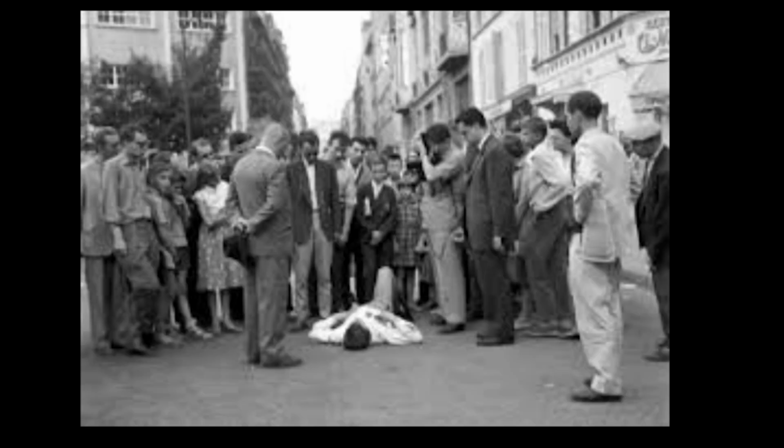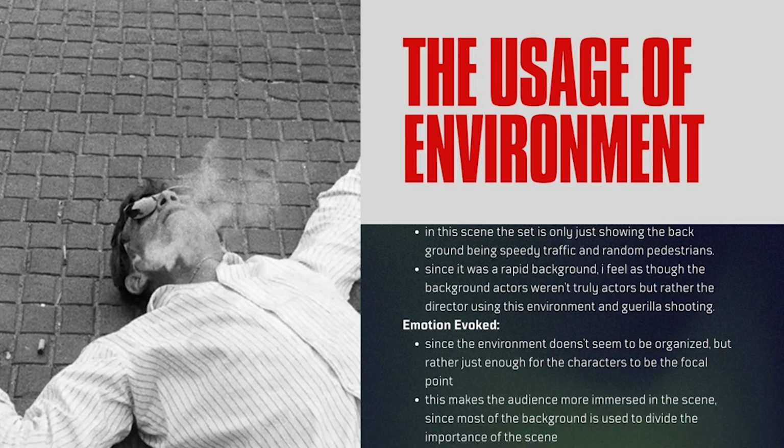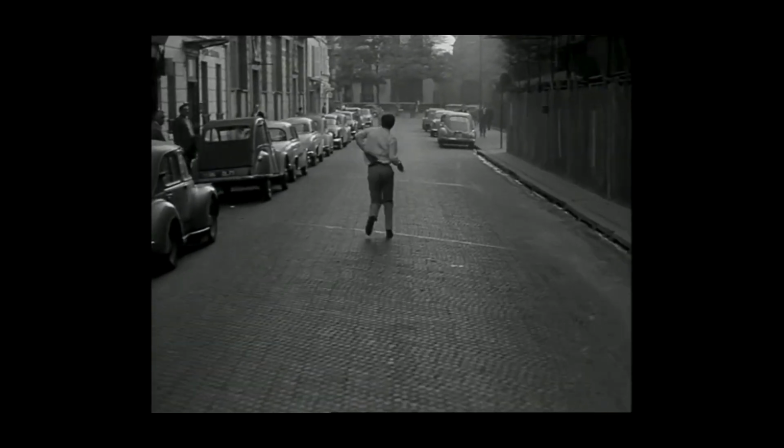And so for the usage of the environment in the scene, the set is only just showing the background, being more of a speedy traffic and random pedestrians around the area. And since it is a speedy or rapid background, I feel as though the background actors weren't truly actors, but rather just the director using the environment and guerrilla shooting. So just kind of setting up the camera and just going for a take rather than getting the probable cause to actually shoot there, getting permits, getting actors, getting all the principles that they need to make the film, make the set look like it is real rather than it just being real.